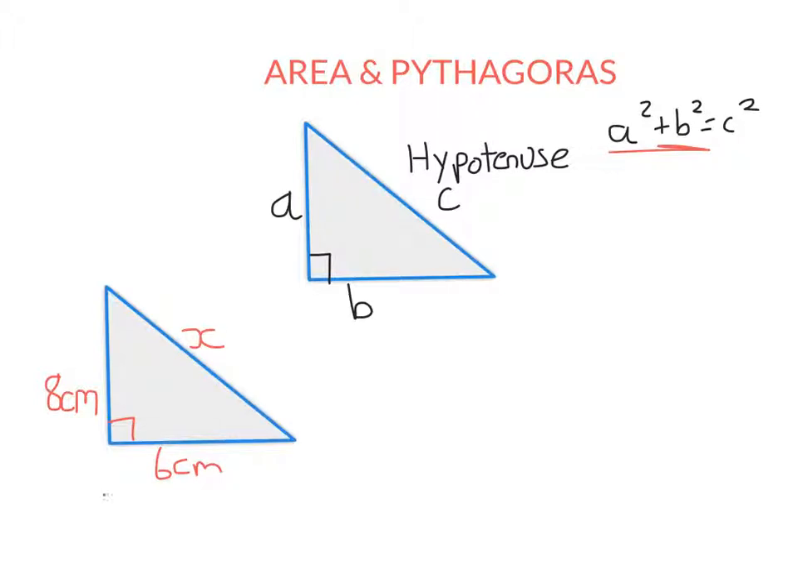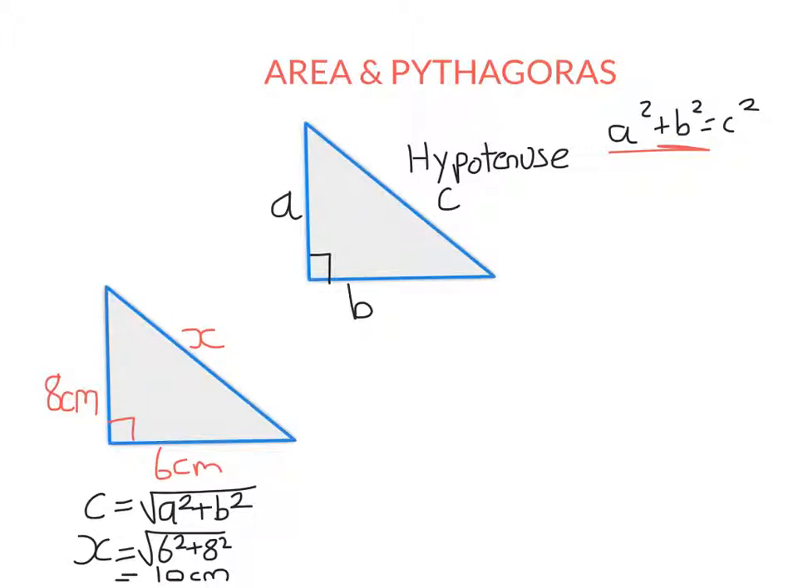If you're finding the hypotenuse, it's just the square root of shorter side squared plus shorter side squared. So in this case, the hypotenuse is x. It will be the square root of 6 squared plus 8 squared, and you can put that on your calculator if you need to, and the answer you get is 10, and of course we're in centimeters. So x in this triangle is 10 centimeters long.